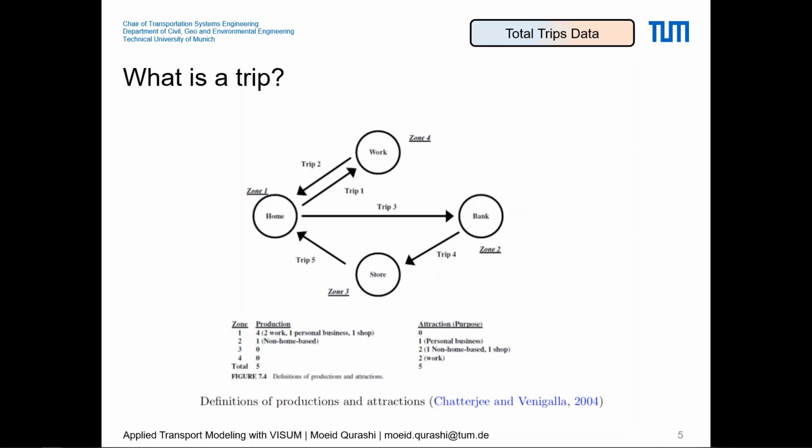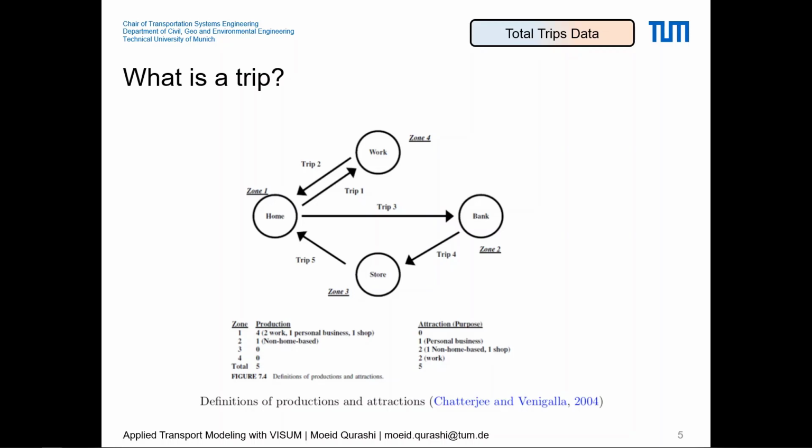So what is a trip? If you look at the figure here, we have four zones, and below these four zones we have the productions and attractions of each zone. Production means all the trips that are produced from the zone, and attraction is all the trips that are absorbed. Zone 1 is a home zone, so all the trips where zone 1 is either an origin or a destination are considered a production for this zone. Here we have four trips being produced by home zone 1.